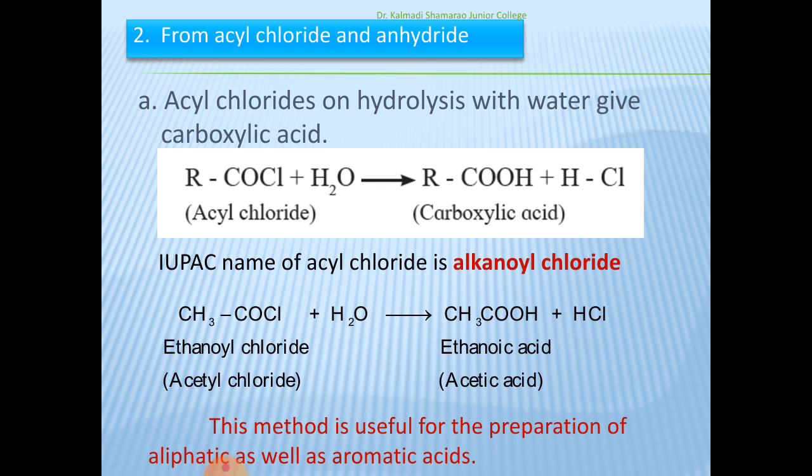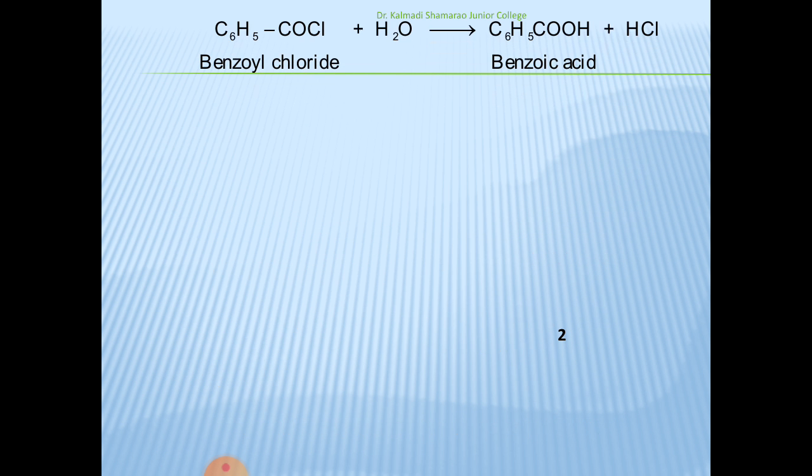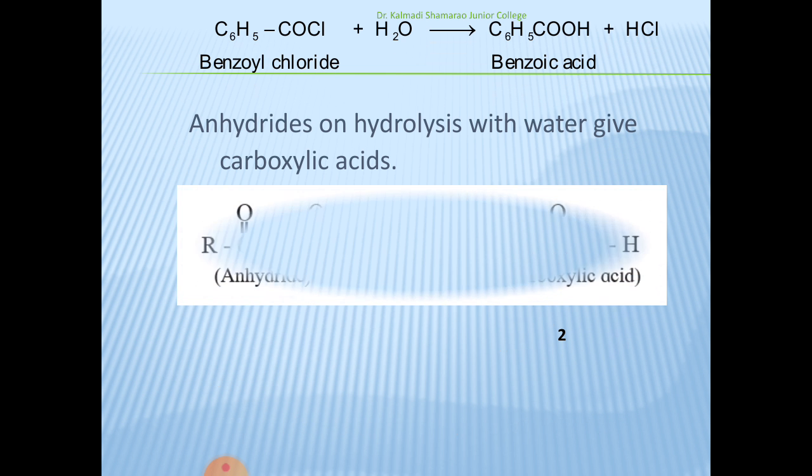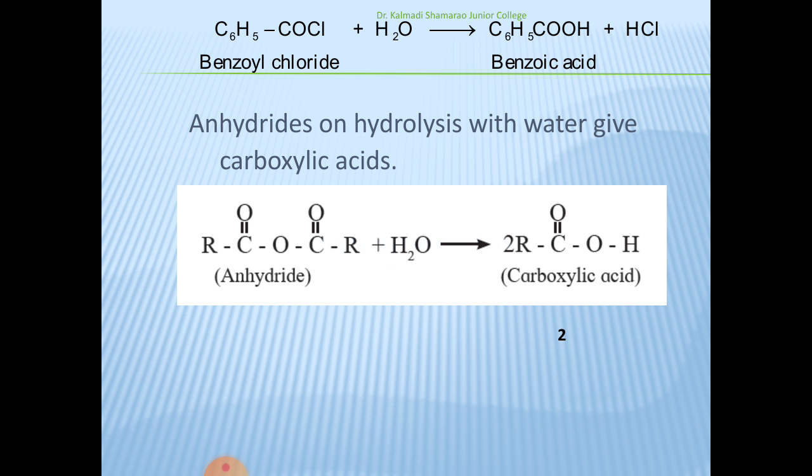This method is useful for the preparation of aliphatic as well as aromatic acids. Similarly, C6H5COCl, benzoyl chloride, gets converted into C6H5COOH, that is benzoic acid. Anhydrides on hydrolysis with water give carboxylic acids. Reaction: RCOOCOR plus H2O gets converted into 2 molecules of RCOOH.